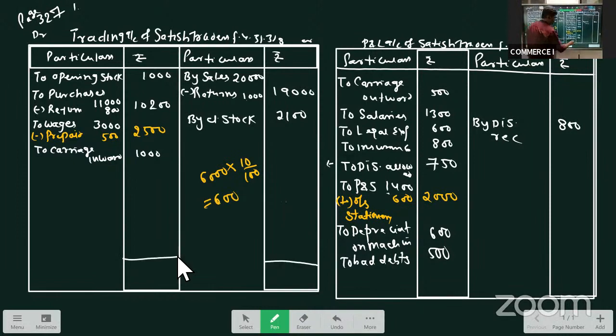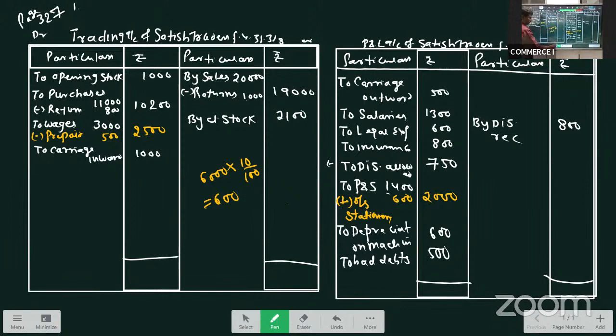So let us close the trading account and see what is the gross profit and net profit. Hope you understood this. So simply, you can earn 20 marks. So easily, you can earn 20 marks. So let us close this.